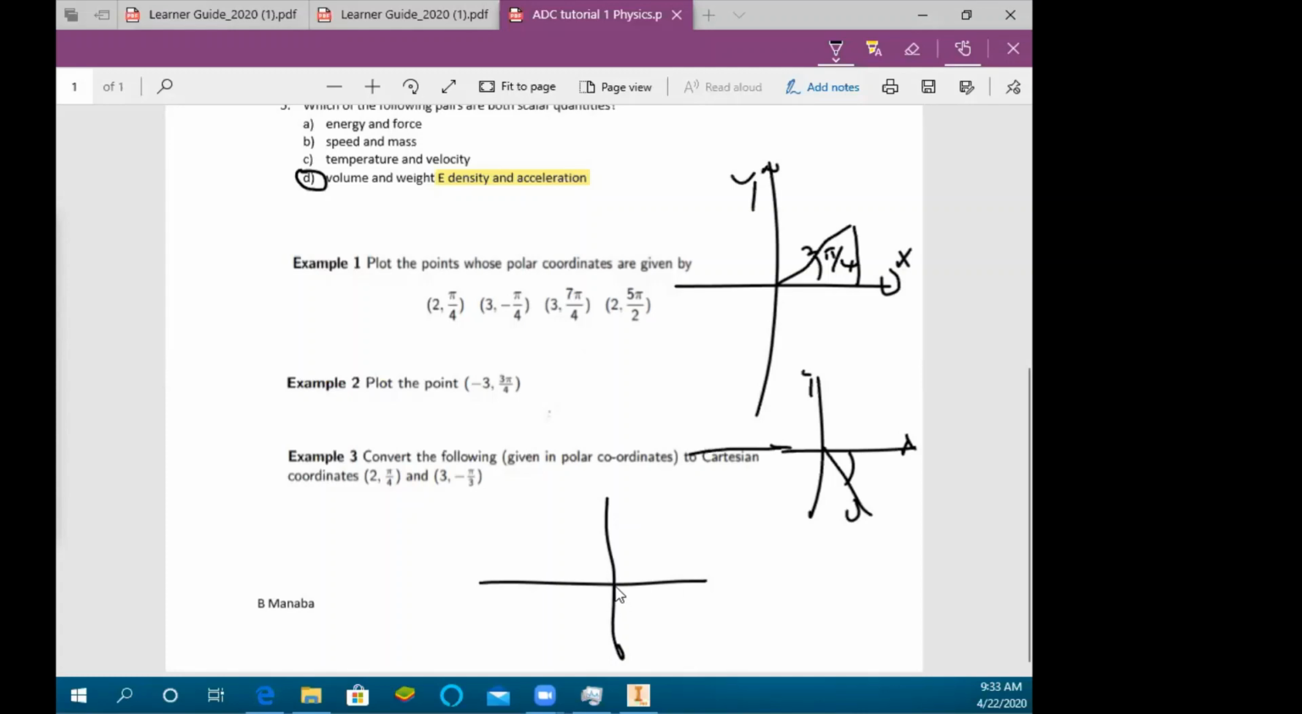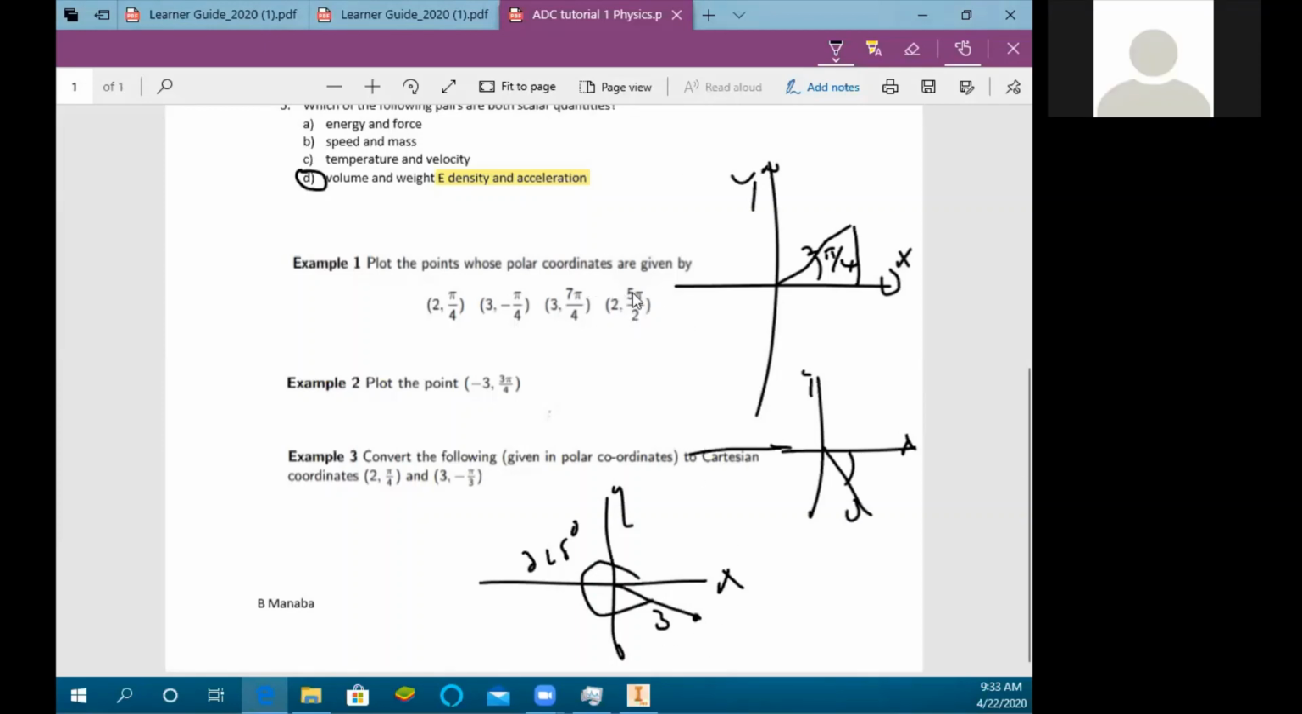So 315 is in the 4th quadrant. The angle is here, which is 315 degrees. This is y, this is x. This is your point, and this is 3. You do the same thing with this one again. I think it's pretty easy. Also plot the point, it's the same thing.